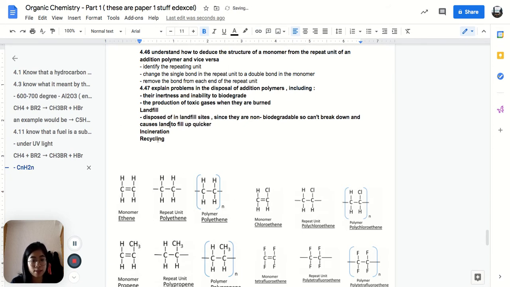I'm actually going to do the rest in a sec, but I want to explain this first. Landfill sites are where they are disposed of, and since they're not biodegradable, they can't break down easily. So that's why they cause the landfill to fill up really quickly. That's why it's going to cause a lot of problems when so many more addition polymers are made. So alkene is actually not that good for you, and it can form addition polymer.